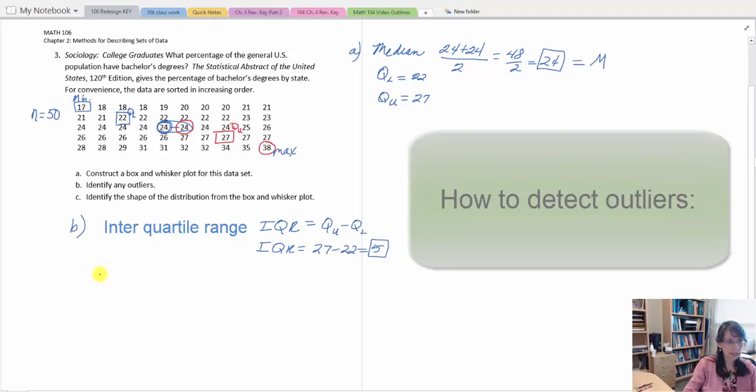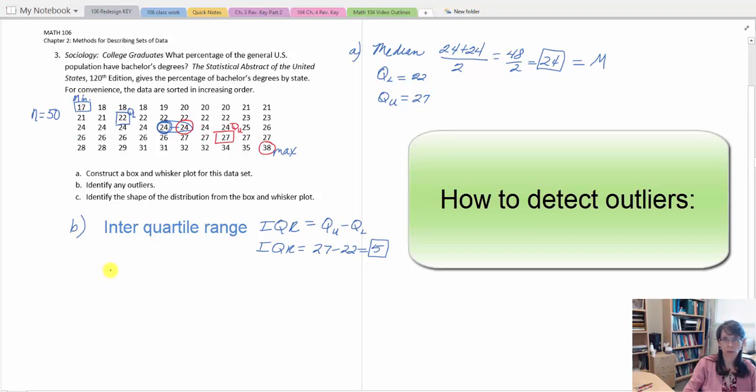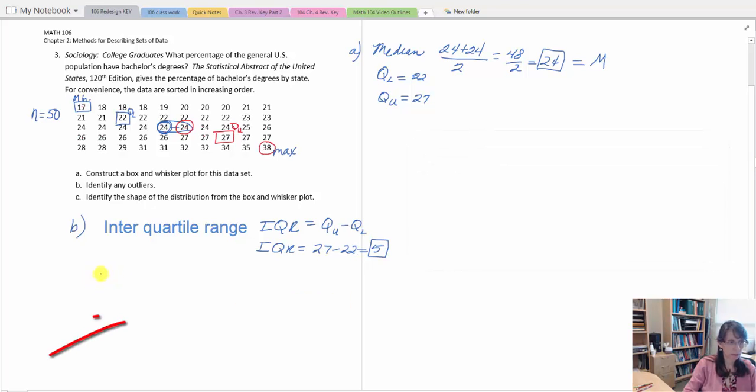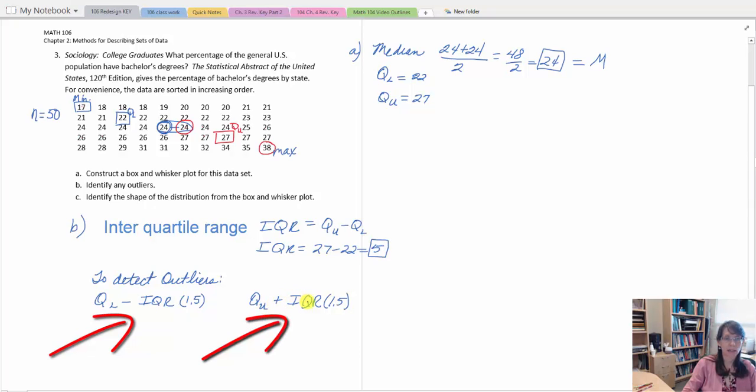The way we're going to detect outliers is to take the lower quartile minus the IQR times 1.5. And then we'll take the upper quartile and add it to the IQR times 1.5. So we have the value for QL, that was 22, minus our interquartile range of 5, so 5 will be multiplied by 1.5. That gives us 22 minus 7.5, and that value is 14.5. So really what this tells us is that any measurement in our data set that is 14.5 or lower will be considered an outlier.